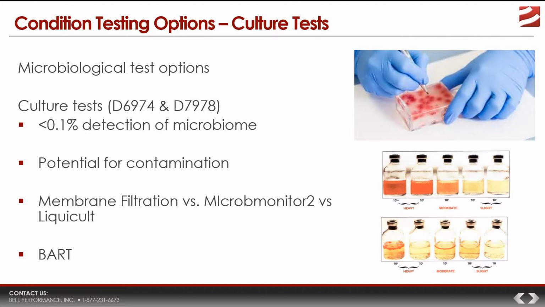All right, so that's basically how culture tests work and some of the big problems with them. But there are different kinds of culture tests, so let's talk about a couple of them. First of all, you see membrane filtration. That's actually colony count membrane filtration. That is D6974, and that is the laboratory standard test.